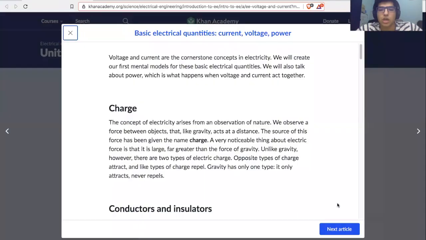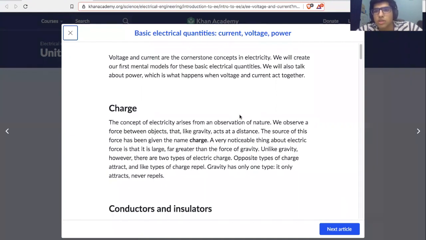Today we're going to talk about charges, conductors, insulators, voltages, and current. You guys have probably experienced a little bit about these things before, but we're going to go a little bit more in depth today, and we'll be using Khan Academy. If you don't already know about Khan Academy, it's a great resource that you can definitely utilize for high school. They have math, physics, chemistry, everything.